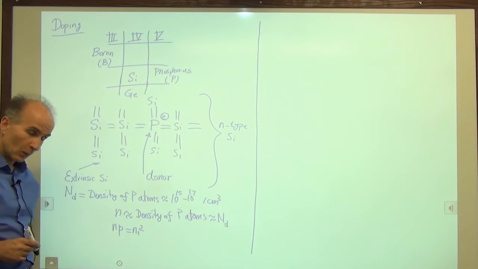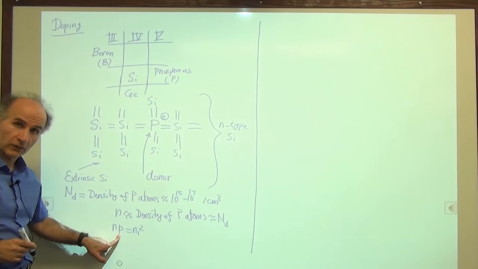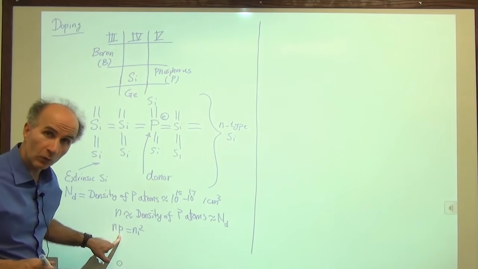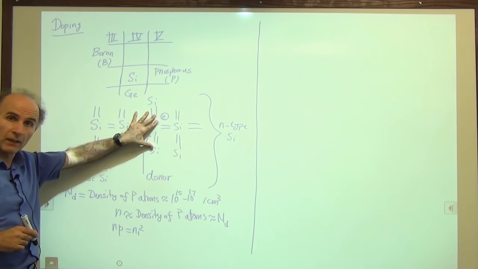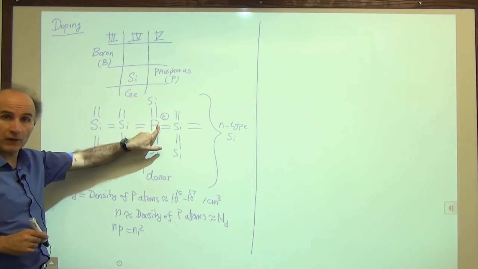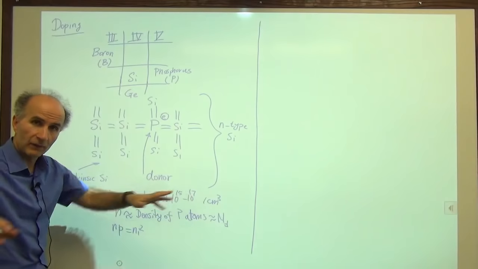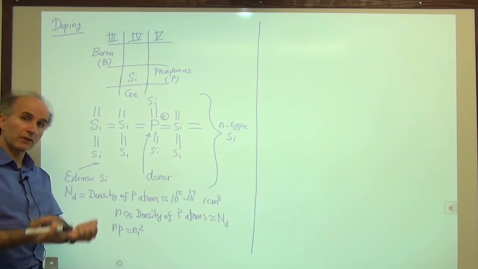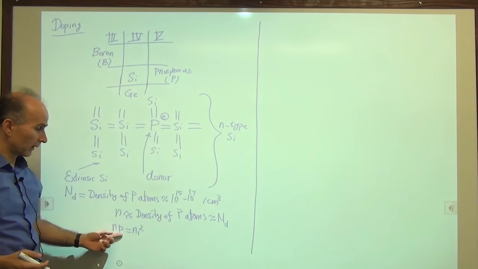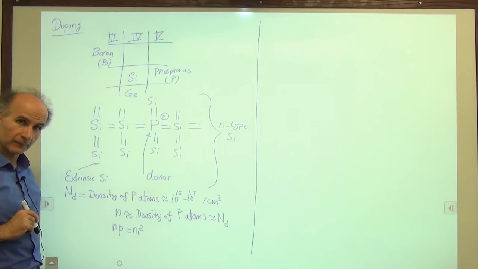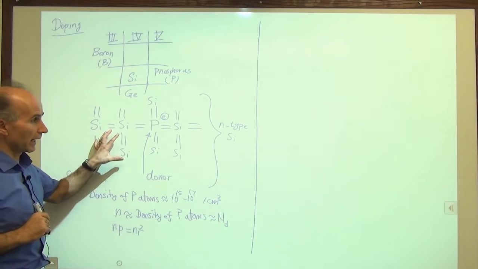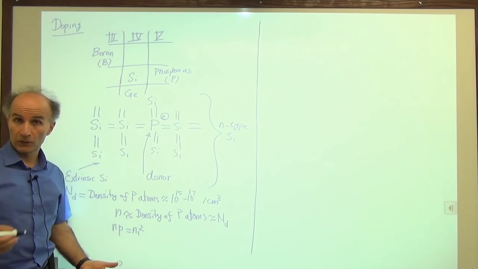Why is that? Well, because P goes down so much, the number of holes available in this piece of silicon has gone down. Why? Because these free electrons that came out of the phosphorus atoms very easily went and filled those holes. So the number of holes is much smaller, and that's why N times P is still equal to Ni squared. All right, so this is what we call an N-type piece of silicon, which is doped to give us more electrons.